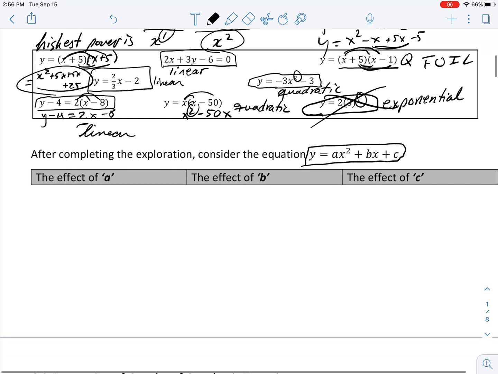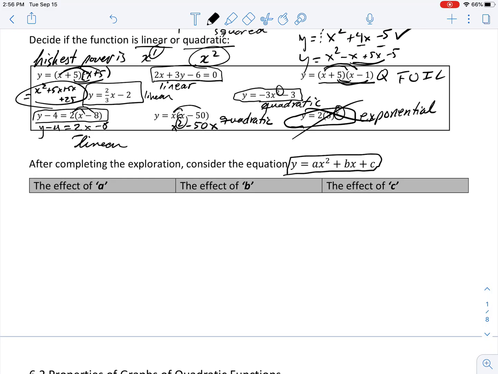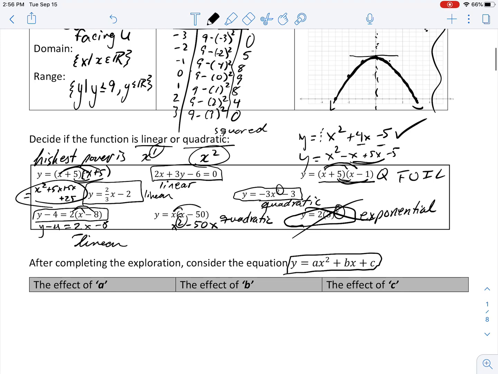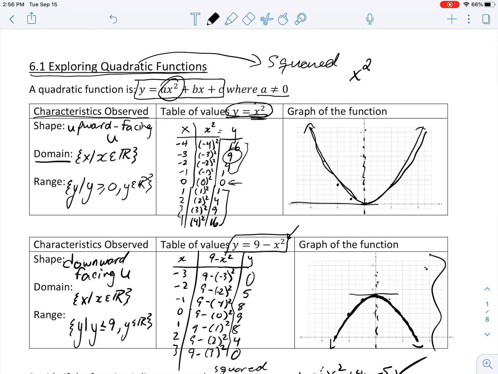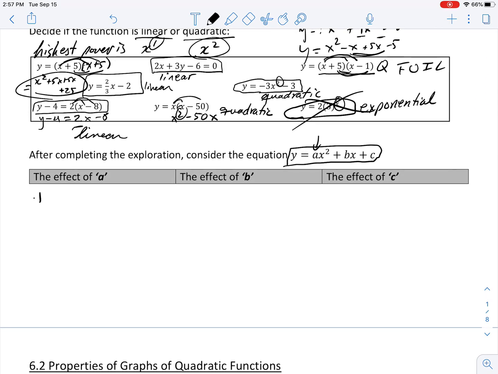Okay. So what did we see? If we look at those graphs that we made, a is the value that's with the x squared. So when it's a 1, or a positive number in this case, versus down here it was -1, a negative number, it changes the direction of opening. So is a positive? If it is, we have an upward facing U. Is a negative? Then I have a downward facing U.